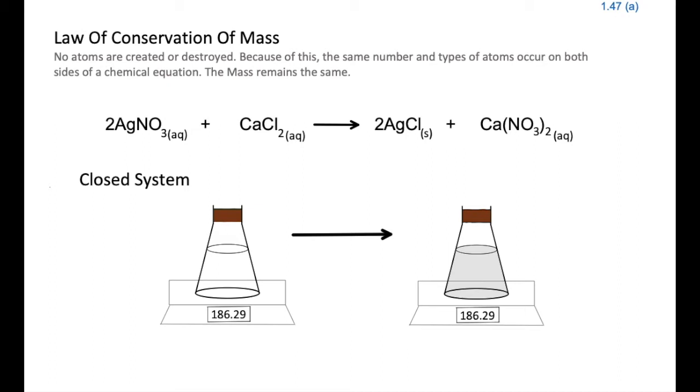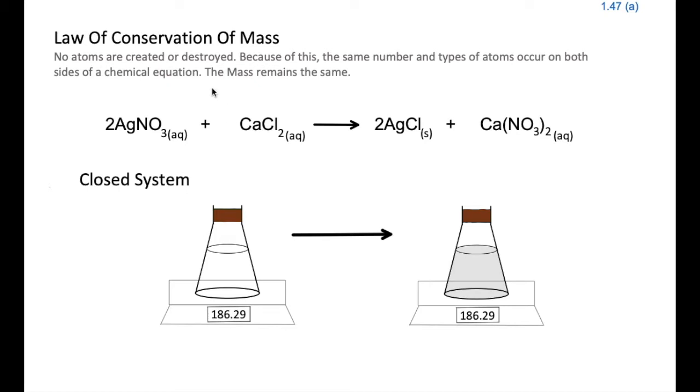In this video we will be discussing the law of conservation of mass. It's something which is very relevant and is actually the reason why we balance chemical equations. The law of conservation of mass states that no atoms are created or destroyed. Because of this, the same number and types of atoms occur on both sides of a chemical equation. This means that the mass stays the same throughout the reaction.